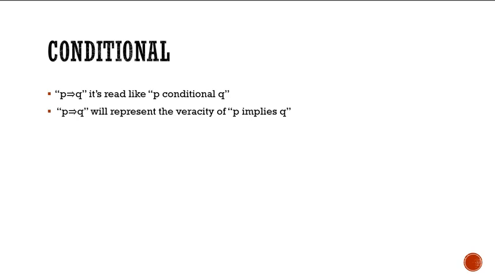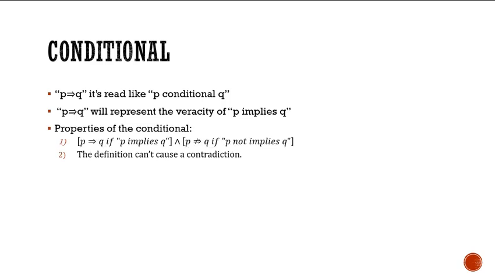So let's define then a new operation that will be represented with an arrow like this, and its name will be conditional. This symbol right here is read "P conditional Q", and this will represent the truth of the implication "if P then Q". In order to do this, the conditional will be defined such that it has the next properties. "P conditional Q" is true if P implies Q, and "P conditional Q" is false if P does not imply Q, however you like to say it. And the second property is that this definition cannot cause contradictions.